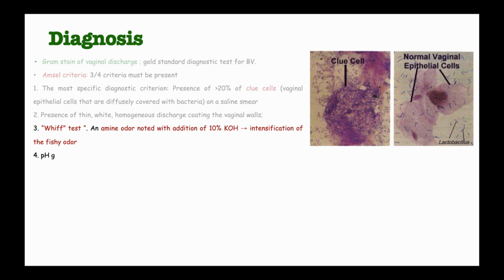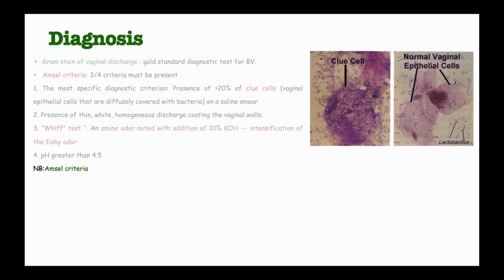Then the last thing that we look for is a pH which is greater than 4.5. Now, like I said before, the vaginal pH is usually acidic, and so when the pH gets greater than 4.5, it means it's becoming more alkaline, and so other bacteria can thrive over there and cause these infections. And so, to summarize the diagnostic criteria for bacterial vaginosis, we use the Amsel criteria.